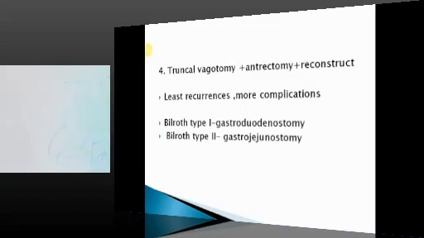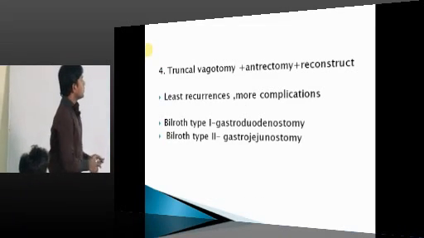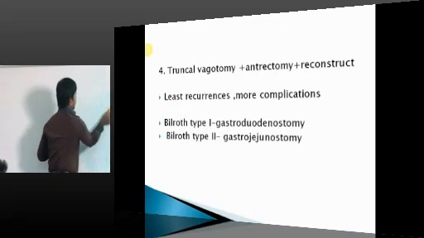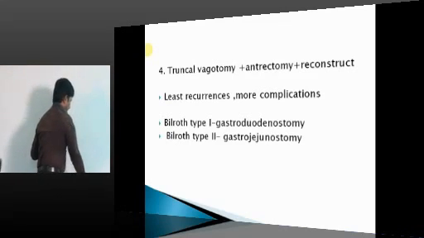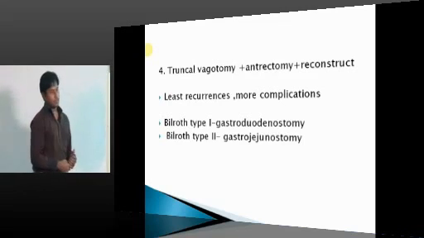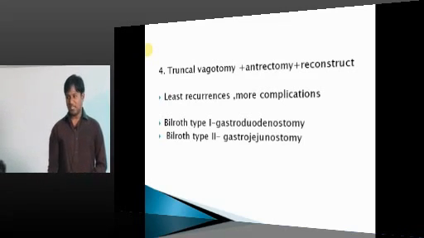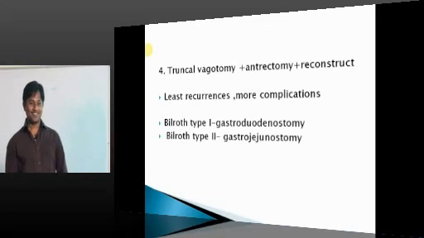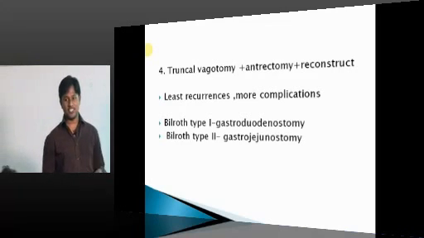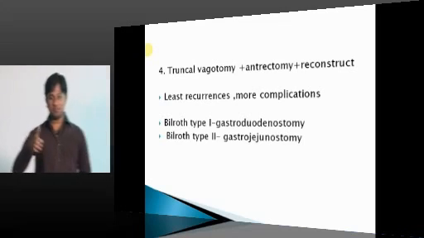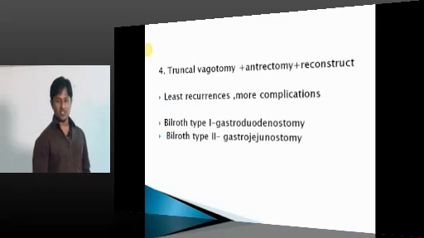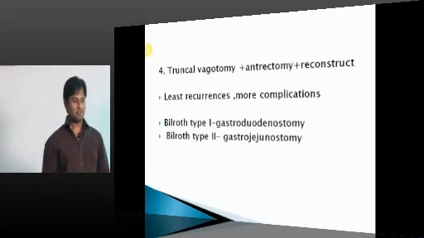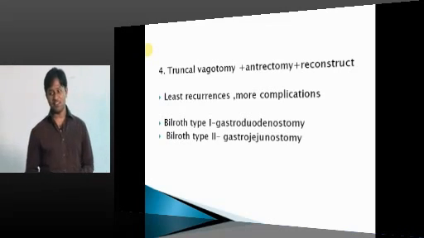Next is truncal vagotomy plus antrectomy plus reconstruction. My favorite surgery. Exactly. More money. 95. All others are only 45, 50, 60. 95. Very good surgery. The patient will also say 95,000, big operation done. Only 40,000. Mine is 95,000.